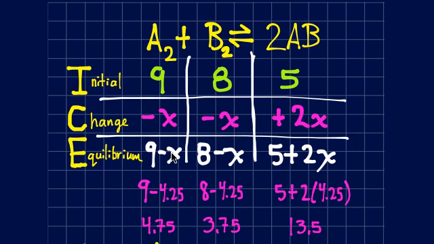Then you go back and put the numbers in. For x, put 4.25 everywhere you see x. Solve for the amounts. So A started at 9, goes down to 4.75. B started at 8, goes down. And AB, the molecule, B2, A2, AB, went from 5 up to 13.5.